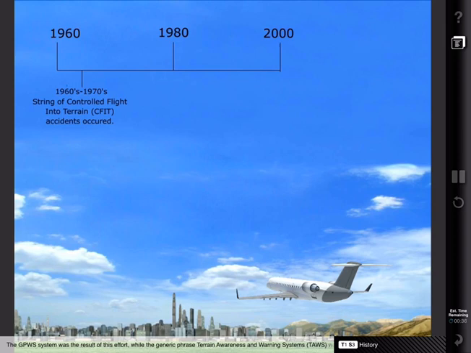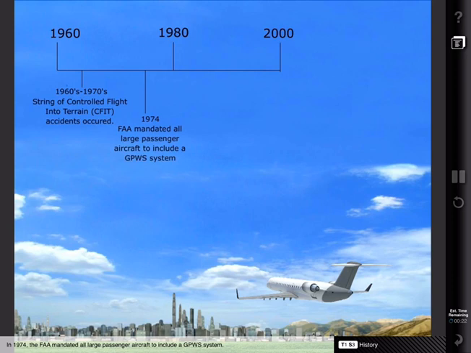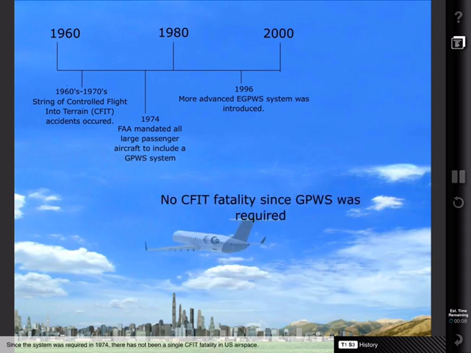The GPWS system was the result of this effort, while the generic phrase Terrain Awareness and Warning Systems, or TAWS, was coined to describe all current and future systems that meet certain standards. In 1974, the FAA mandated all large passenger aircraft to include a GPWS system. The more advanced EGPWS system was introduced in 1996. Since the system was required in 1974, there has not been a single CFIT fatality in U.S. airspace.